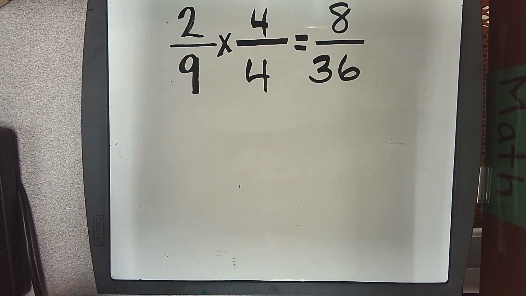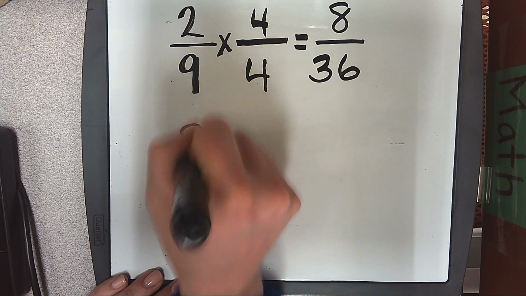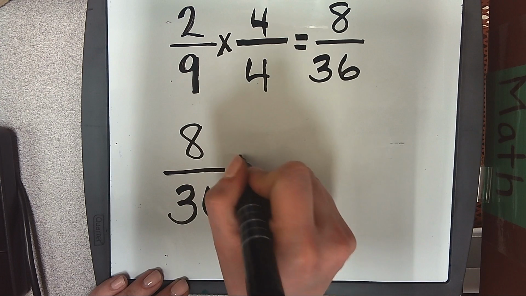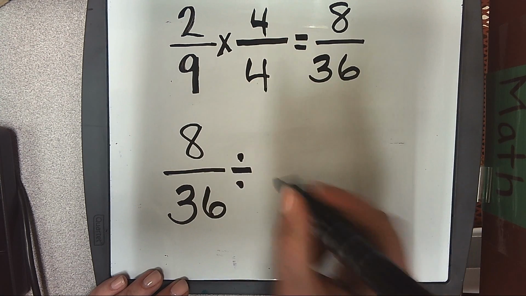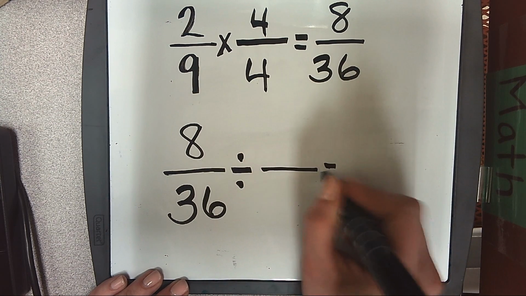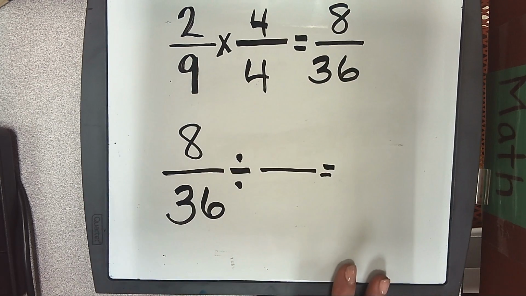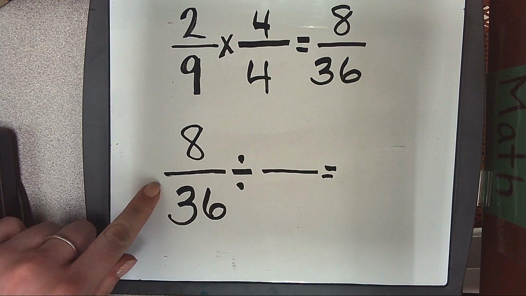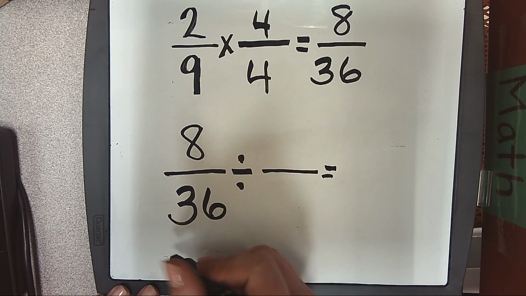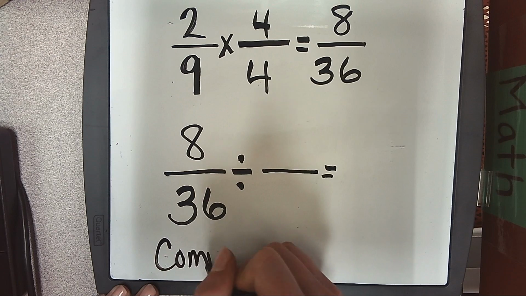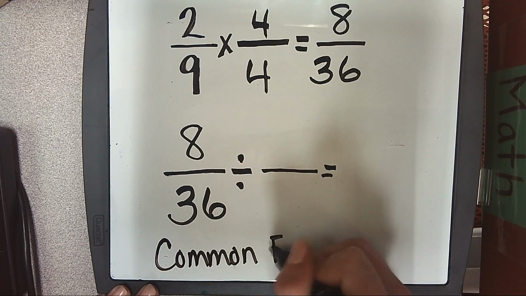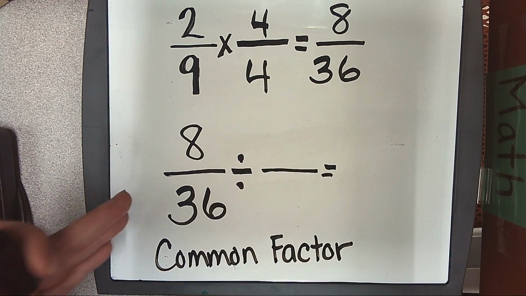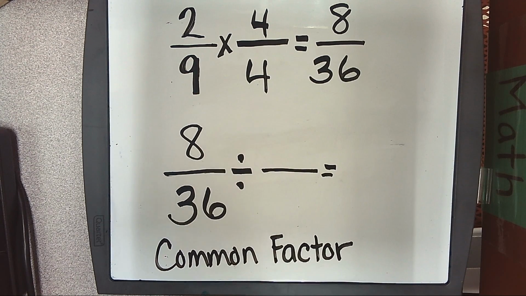Let's say we were given 8/36 and we had to find an equivalent fraction. We could use division and then find a common factor. So common factors would be two factors that these numbers have in common. So we're looking for a common factor. Is there any number that I can divide 8 and 36 by?